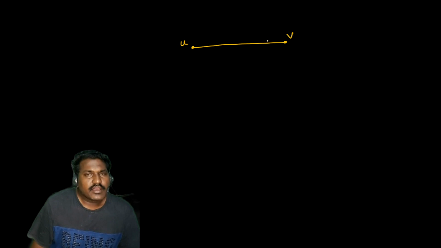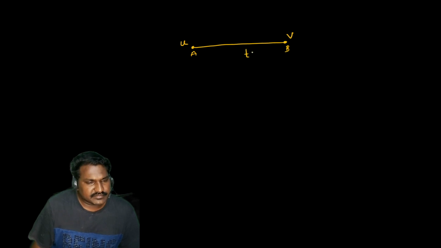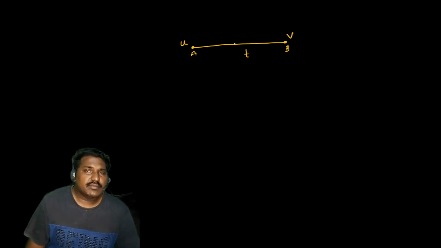Assume that a body is traveling in a straight line, and the initial velocity is u and the final velocity is v. The time taken by the body to reach from this point A to B is time t. Remember, there is no other velocity.